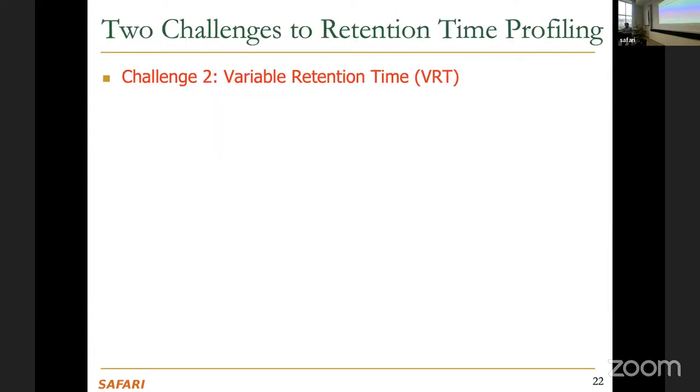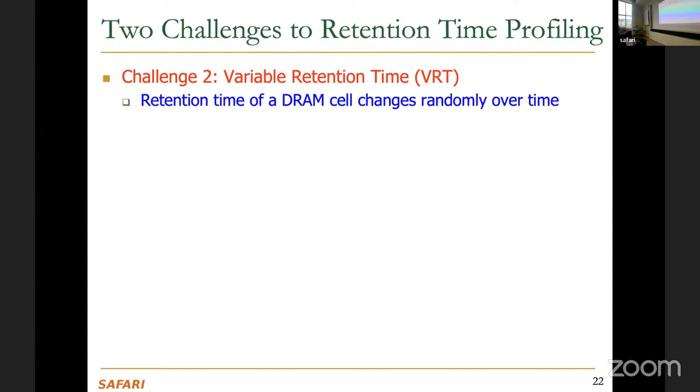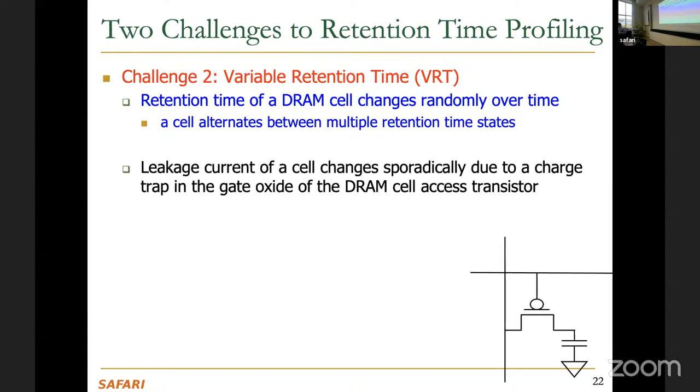The second challenge is maybe even larger. This is called variable retention time. This is the phenomenon that the retention time of a DRAM cell changes randomly over time. A cell alternates between multiple different retention time states, and this was reported in literature as early as 1987. Basically, the leakage current of a cell, the current that goes from the capacitor through the transistor to the bit line, sporadically changes due to a trap in the gate oxide of the DRAM cell access transistor.